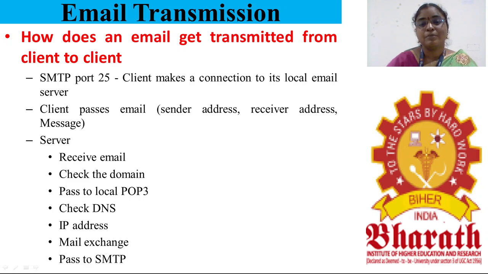With the help of the domain name server, that particular domain name will be converted to an IP address. For example, if I am sending a mail to abc@gmail.com, the DNS will convert Gmail to the IP address of Gmail. Then they exchange the mail here. Then the information will be passed to the SMTP server again.